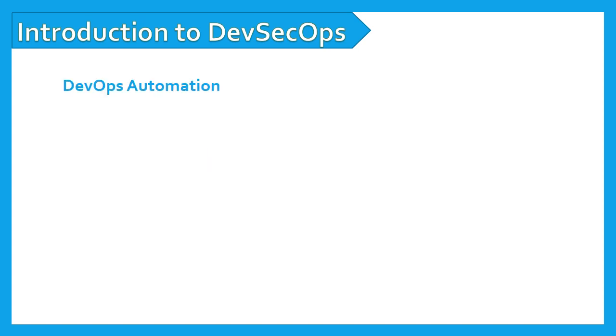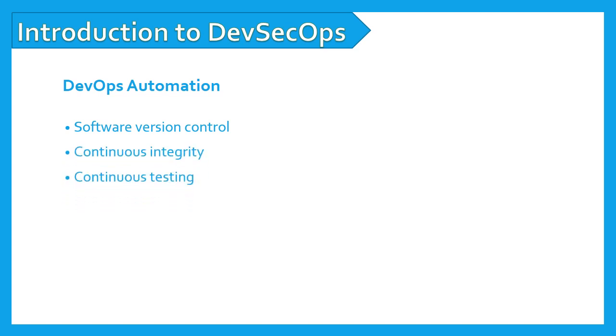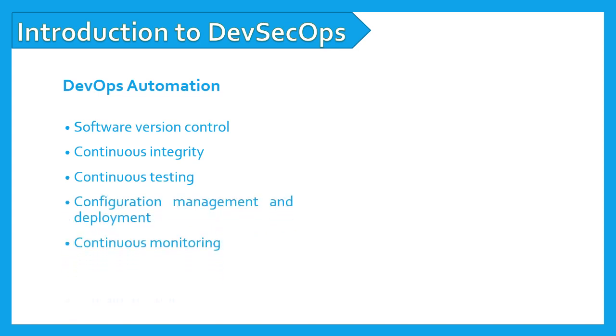DevOps automation. DevSecOps can be used to enforce proper cybersecurity practices within an automated DevOps CI/CD pipeline. These are software version control, continuous integration, continuous testing, configuration management and deployment, continuous monitoring, containerization, and container orchestration.